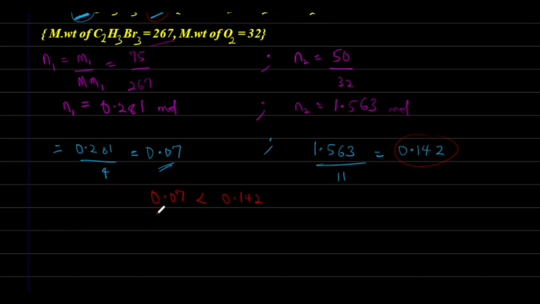And this is how we identify the limiting reagent in a chemical reaction, by using the first approach. Here, C2H3Br3 is our limiting reagent, while oxygen is the excess reagent. Now let's look at the second approach on how we can identify the limiting and the excess reagents.